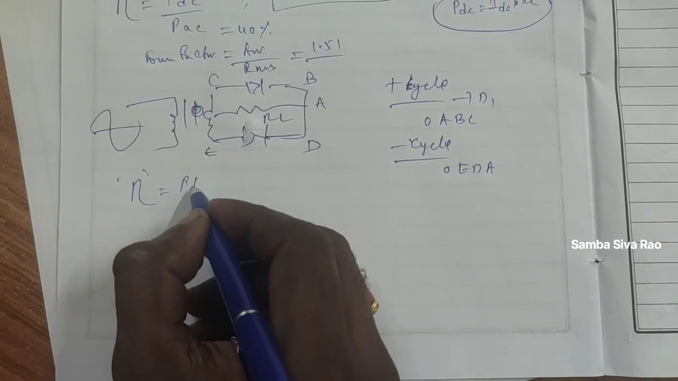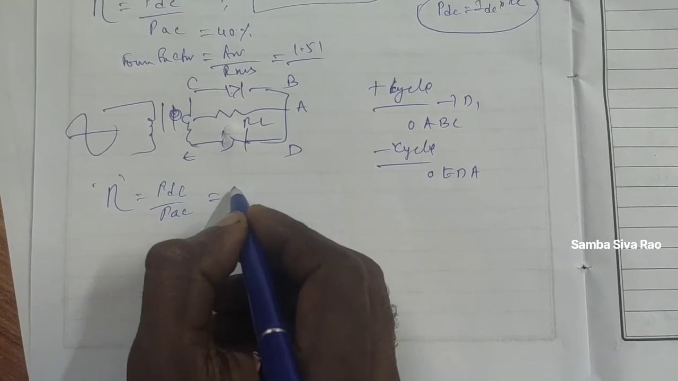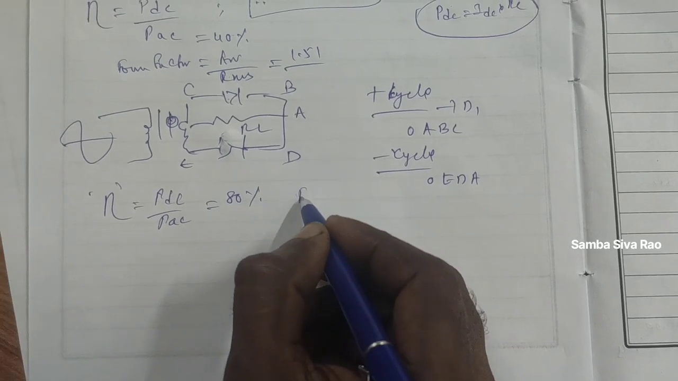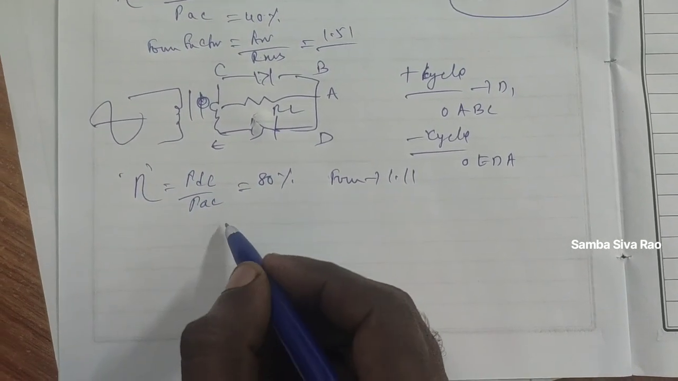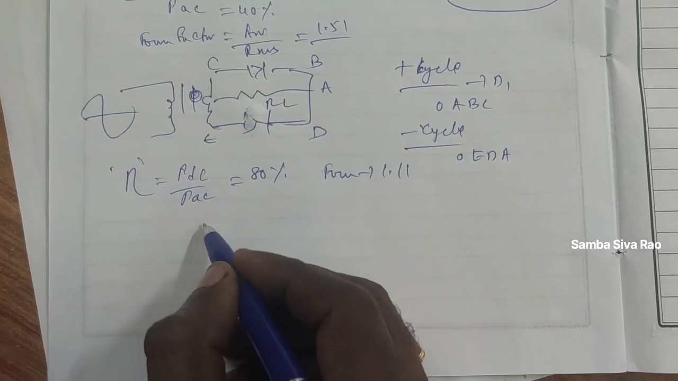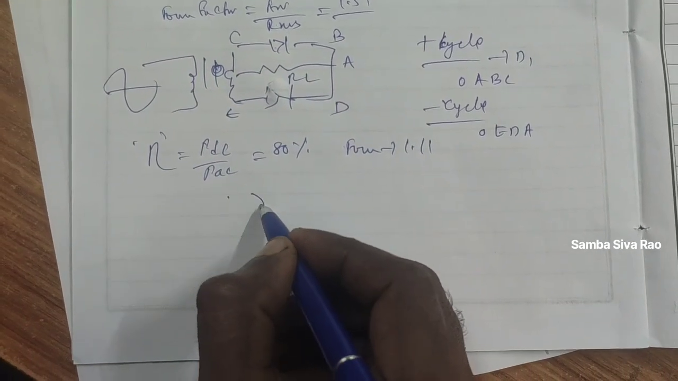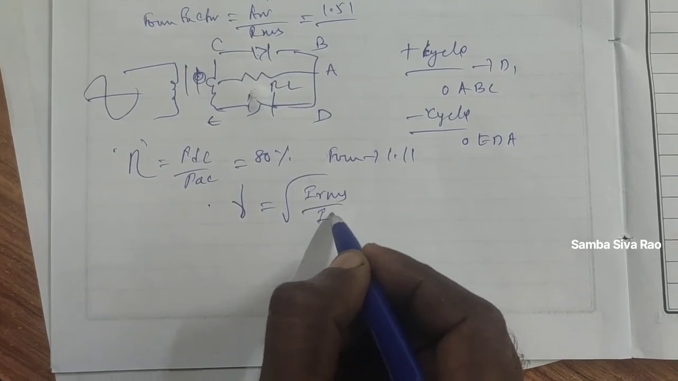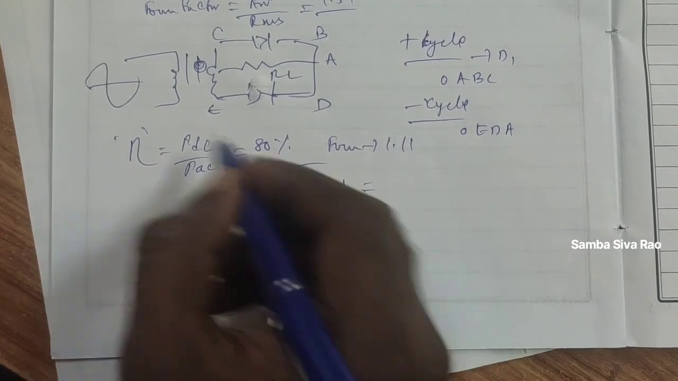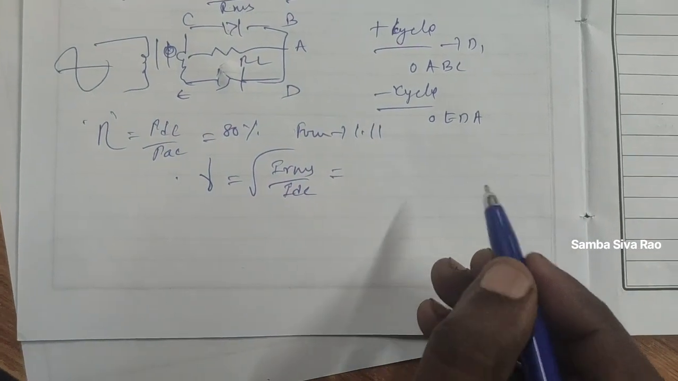Again, the efficiency is the power of DC over the power of AC. It can be up to 80%, and the form factor can be 1.11. In the entire half wave rectifier or full wave rectifier, we can have a ripple factor also, that is in terms of IRMS by IDC. It can also be measured in half and full wave rectifiers.